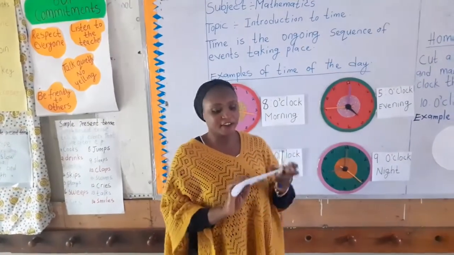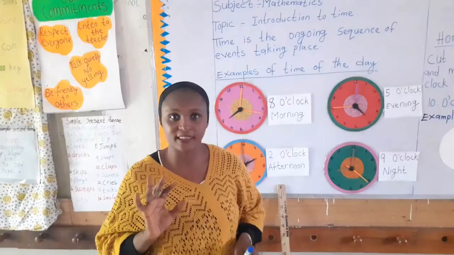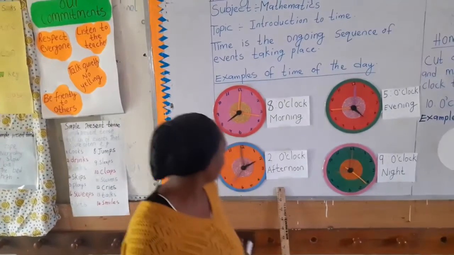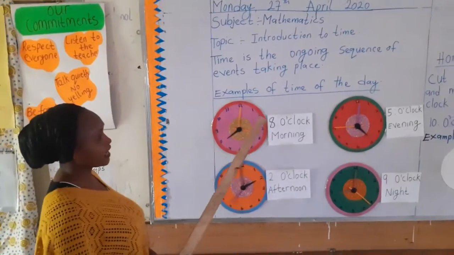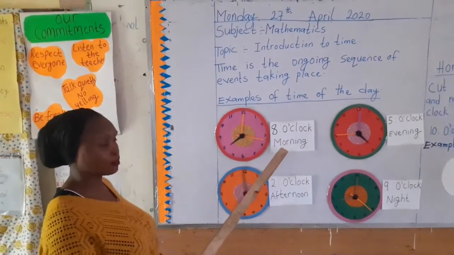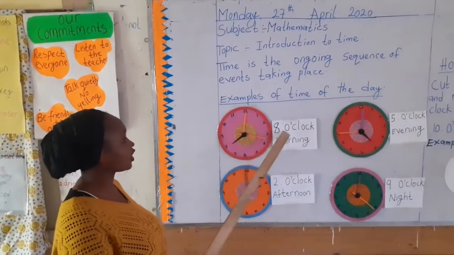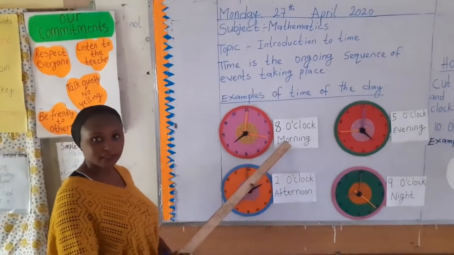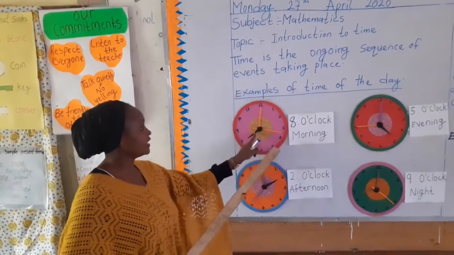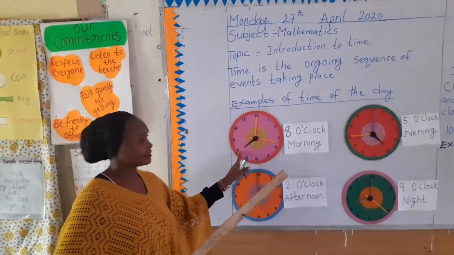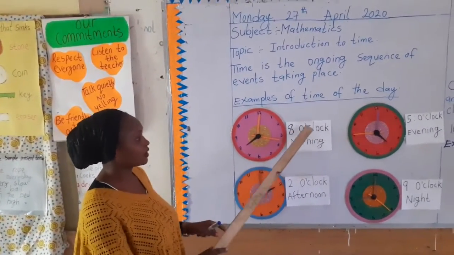And we have different times of the day. These are examples of different times of the day. We have 8 o'clock. That is morning. Our long hand is pointing at 12, then the short hand is pointing at the 8. It means 8 o'clock, morning.